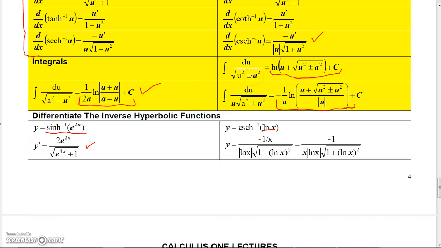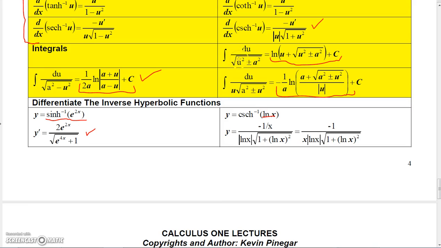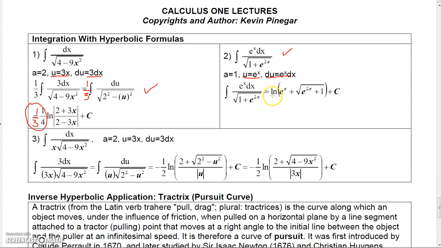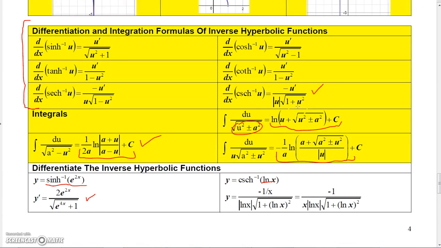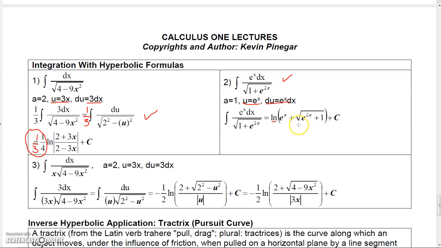So let's see. Okay, well, it's a little bit backwards here, but this right here, the top one, u squared plus a squared, is the same as a squared plus u squared. So I can do that. That's simply going to be the natural log of u plus the square root of u squared plus a squared plus a constant. So I would have the natural log of u, what's u? E to the x, plus the square root of u squared plus a squared, so that would be e to the x quantity squared, so that would be e to the 2x, plus 1 squared, which is 1. So there it is, the natural log of the quantity e to the x plus the square root of e to the 2x plus 1 plus a constant.